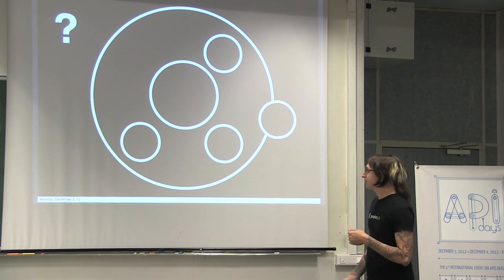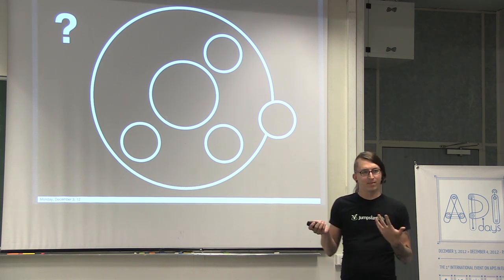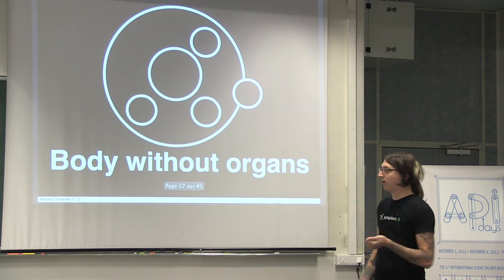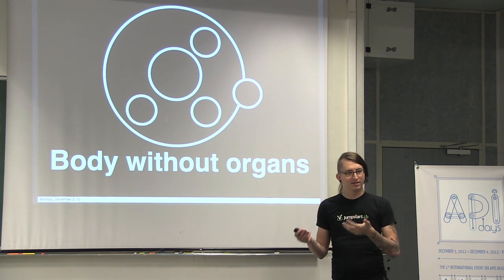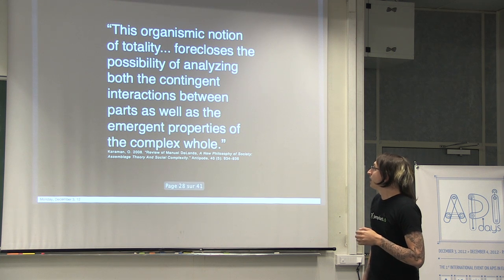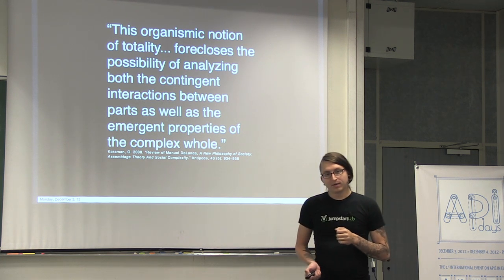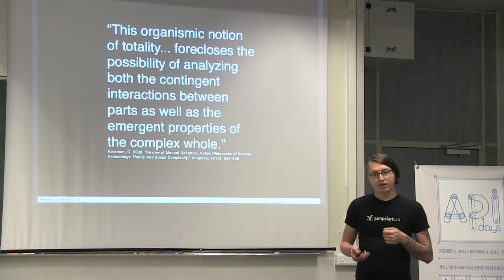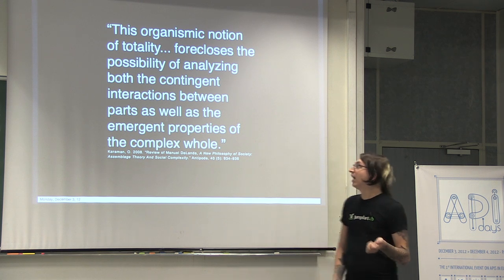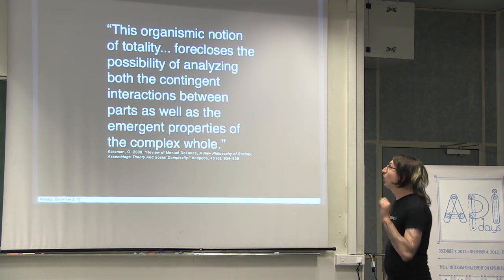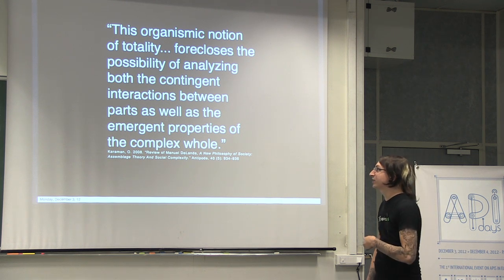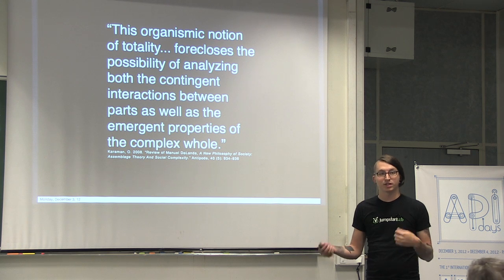And so what does this diagram represent, right? We're trying to push ourselves into this overall internet organism. But what is a body without its organs? How does that work? This is why this metaphor totally breaks down. One of the reasons it breaks down is that when you view things as this totality of components, you miss emergent behaviors, right? The organismic notion of totality forecloses the possibility of analyzing both the contingent interactions between parts as well as the emergent properties of the whole. Right?